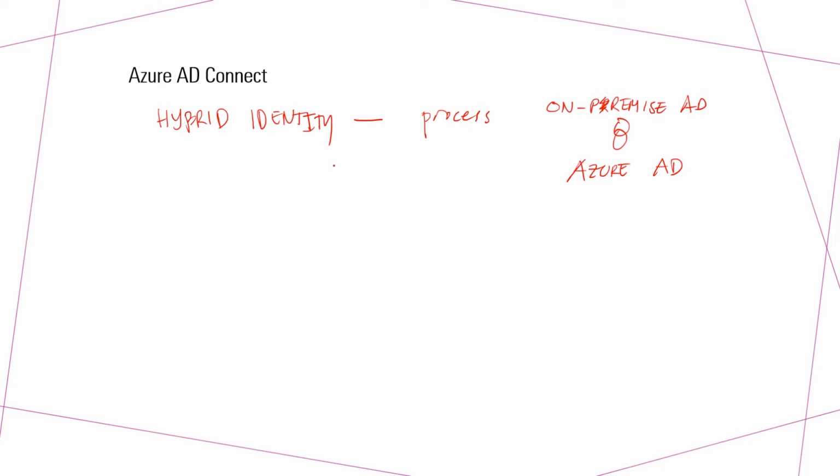By doing this, you will be providing a common identity for your users, mainly on both Azure AD and your on-premise AD. So according to Microsoft, one of the benefits of having a hybrid identity is that it increases productivity of your users by giving them this common identity to access your on-premise AD and Azure AD resources or cloud resources.